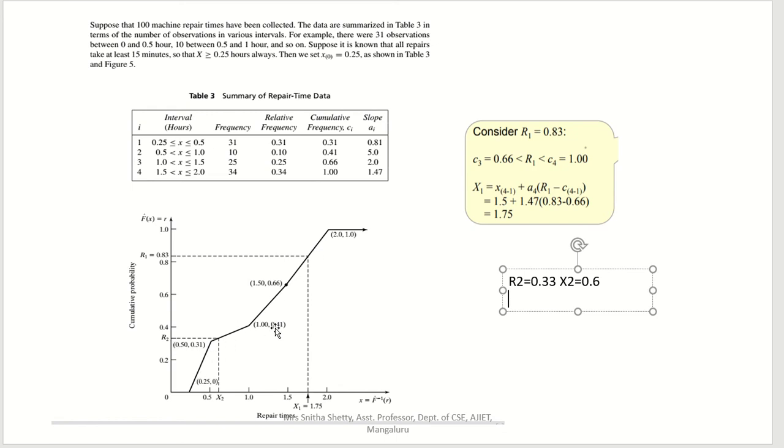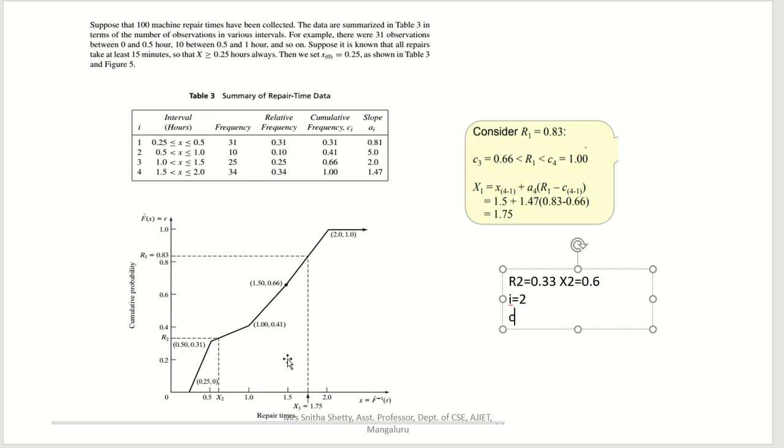Now, what is the interval? The range is 0.41 and 0.31. So what is I equal to? I equals 2. Why? Because this is the second slope, first and second slope. So I equals 2.